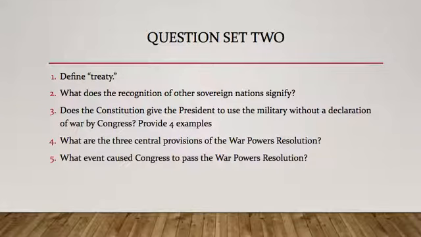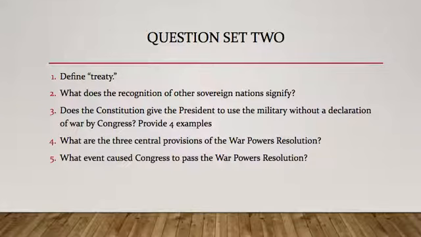Thirdly, does the Constitution give the president power to use the military without a declaration of war by Congress? Provide 4 examples. So you're going to find examples. You probably know of examples where the president has used the military without a declaration of war. Is there any justification for that use found in the Constitution?